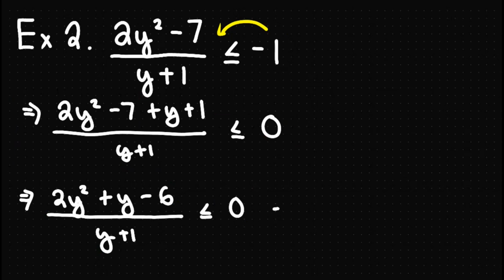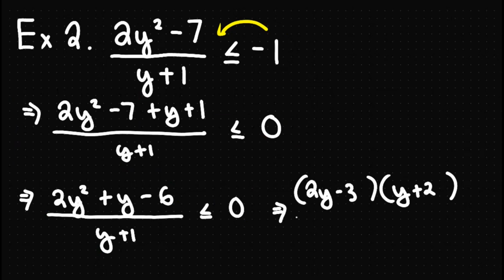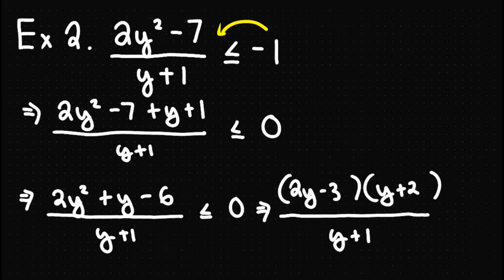Now you can verify that the correct factoring for the numerator will be (2y minus 3) times (y plus 2). And of course, this is all over y plus 1, which is less than or equal to 0.